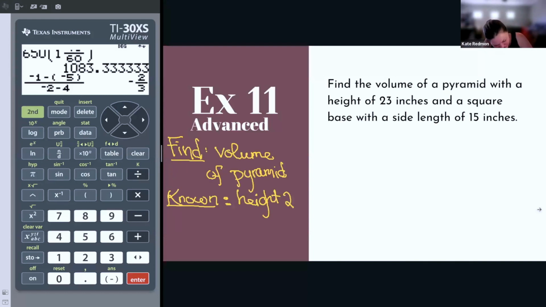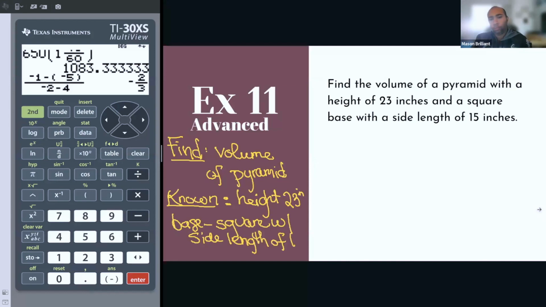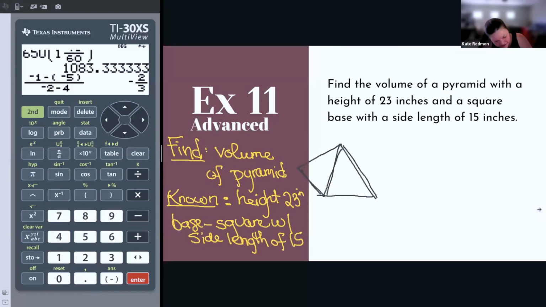So height of 23 inches. And then the base, they give us some interesting information. They tell us it's a square with side length of 15. So first of all, I'll just give you a visual. Like a pyramid looks like this going up into a point with the flat sides, like you can picture the pyramid in Egypt. When I say that it has a square base, I'm talking about the bottom of it.